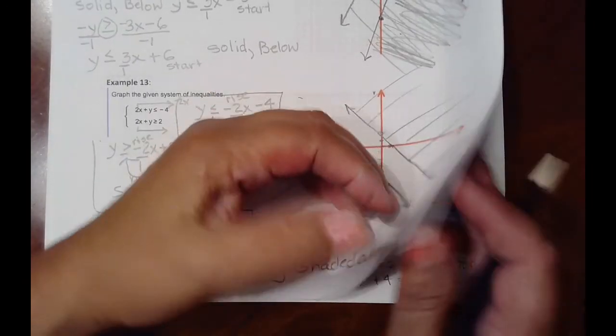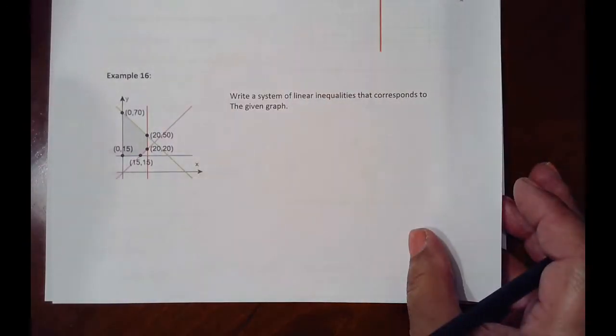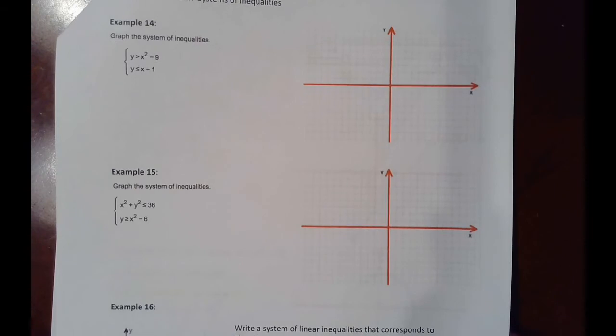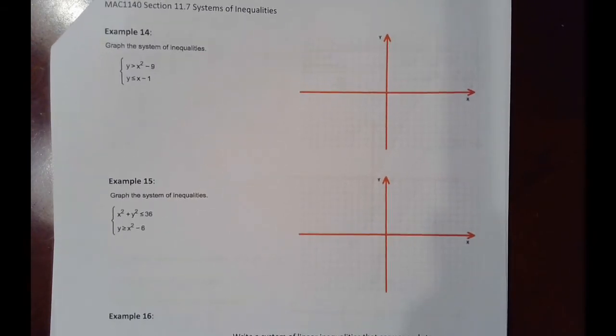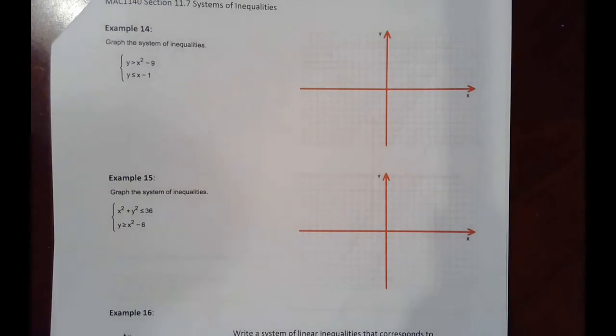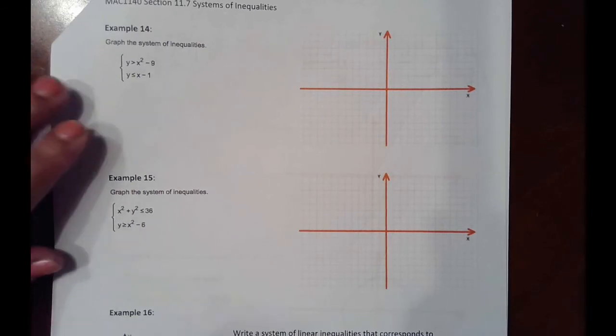Okay, moving on to number 14. Number 14, we start to mix linear equations with the type of graphs that have curves on them. And we have gone over already in this section the parabola and the circle. And you're going to see that happening in numbers 14 and 15.